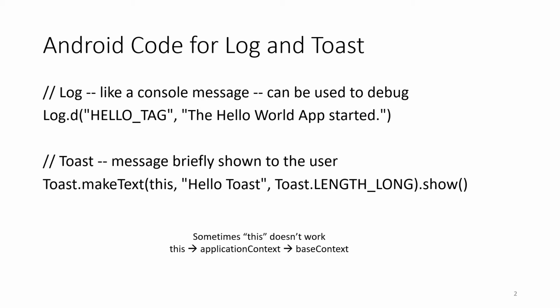If the text toast make text show doesn't work, typically the problem is that first argument, the context argument. And so it's nice to have some sort of backup things to try. And so you can try replacing this with application context or base context. These are often things that will work when this does not.